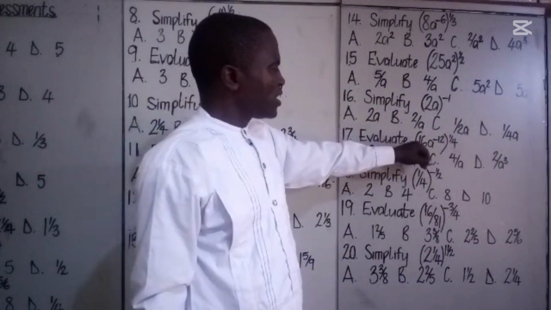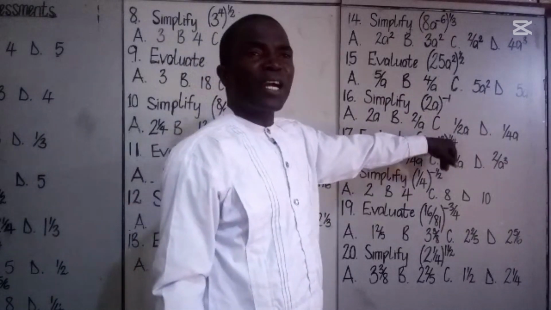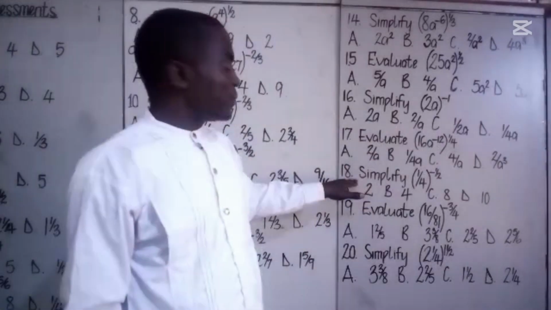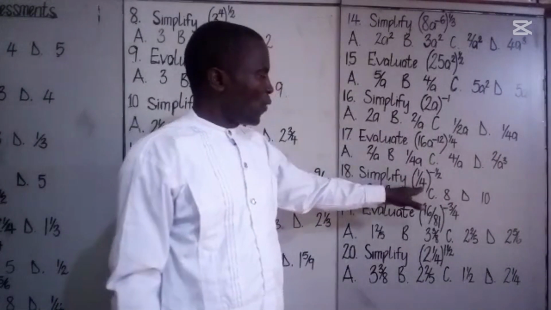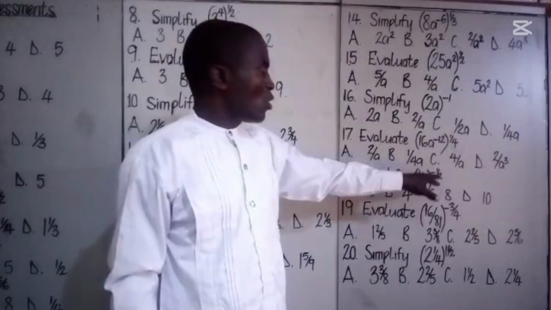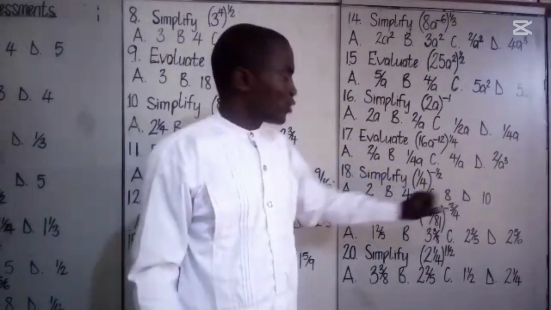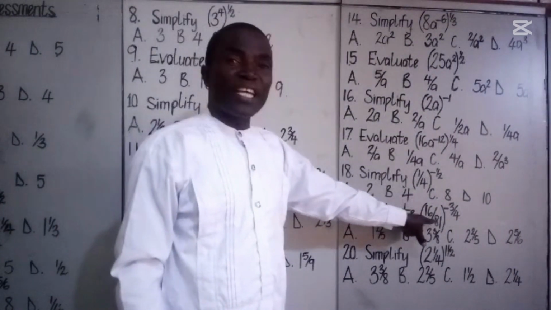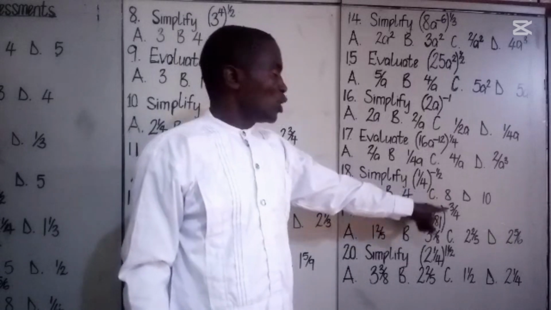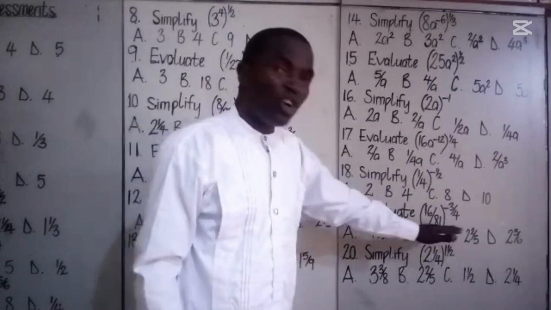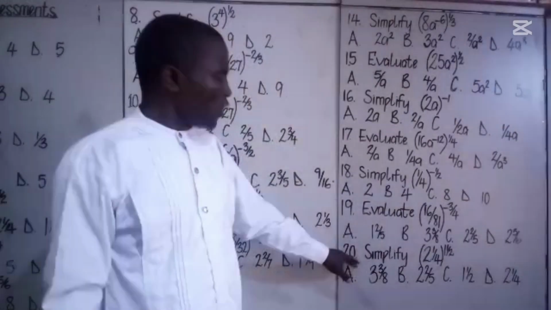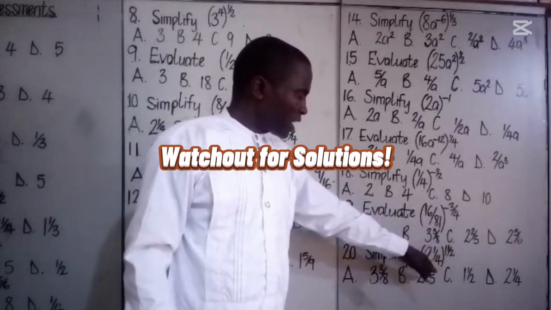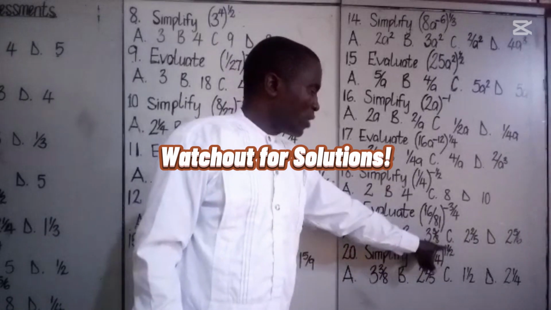Number 17. Evaluate bracket open 16a raised to power minus 12 bracket close raised to power 1 over 4. Here are the options. Number 18. Simplify bracket open 1 over 4 bracket close raised to power minus 1 over 2. Here are the options. Number 19. Evaluate bracket open 16 over 81 bracket close raised to power minus 3 over 4. Here are the options. Now, number 20. Simplify bracket open 2 whole number 1 over 4 bracket close raised to power 1 whole number 1 over 2.